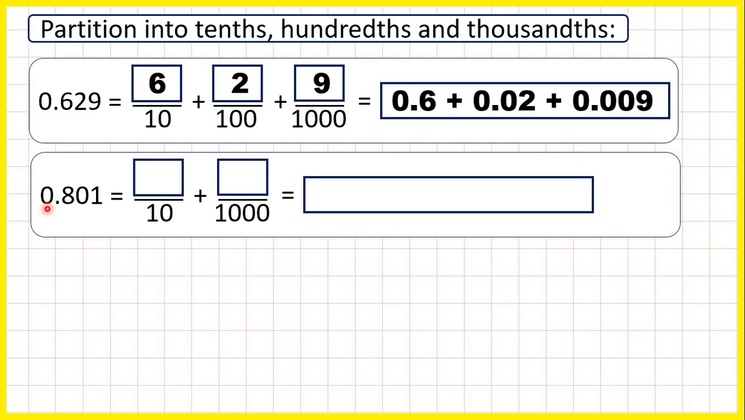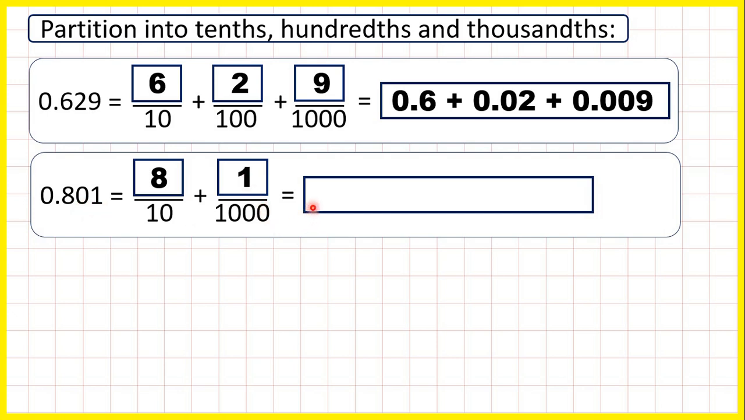Now we have 0.801. So the first digit after the decimal point is the tenths digit, and we have 8 tenths. Then we have 0 in our hundredths place value column, and when we have a 0, we don't show that in the partitioning, because 0 in any place value just stands for 0. But then we have 1 in our thousandths.